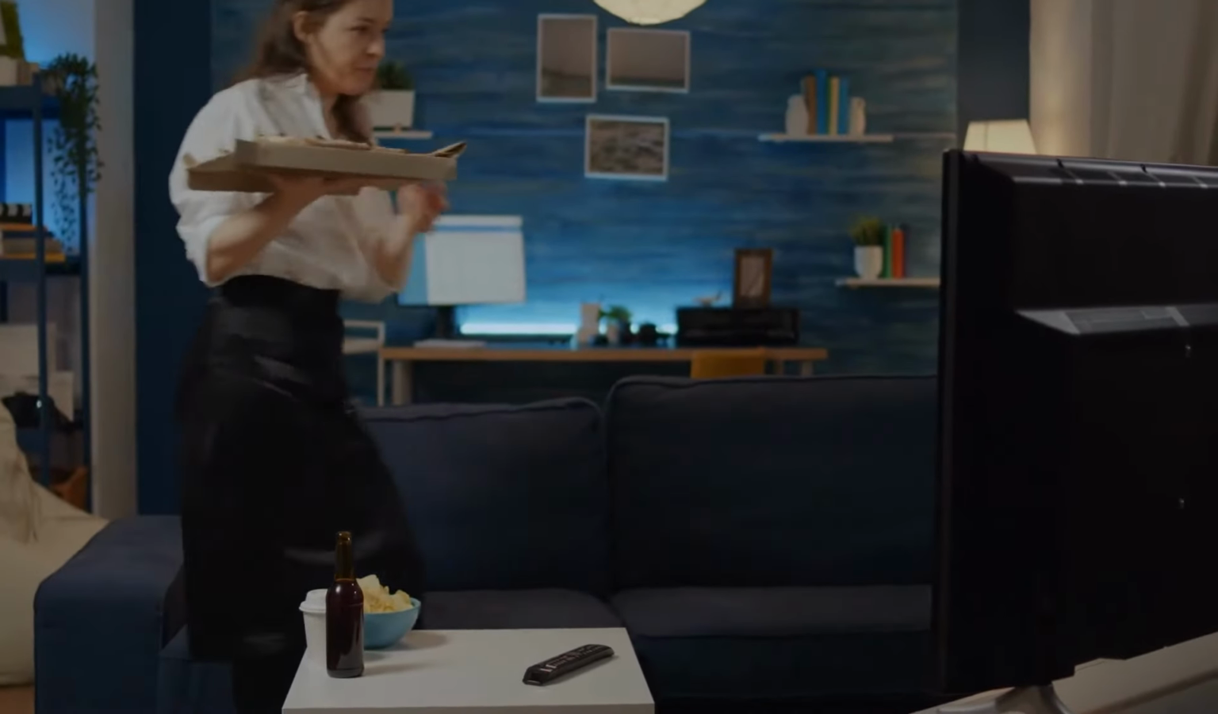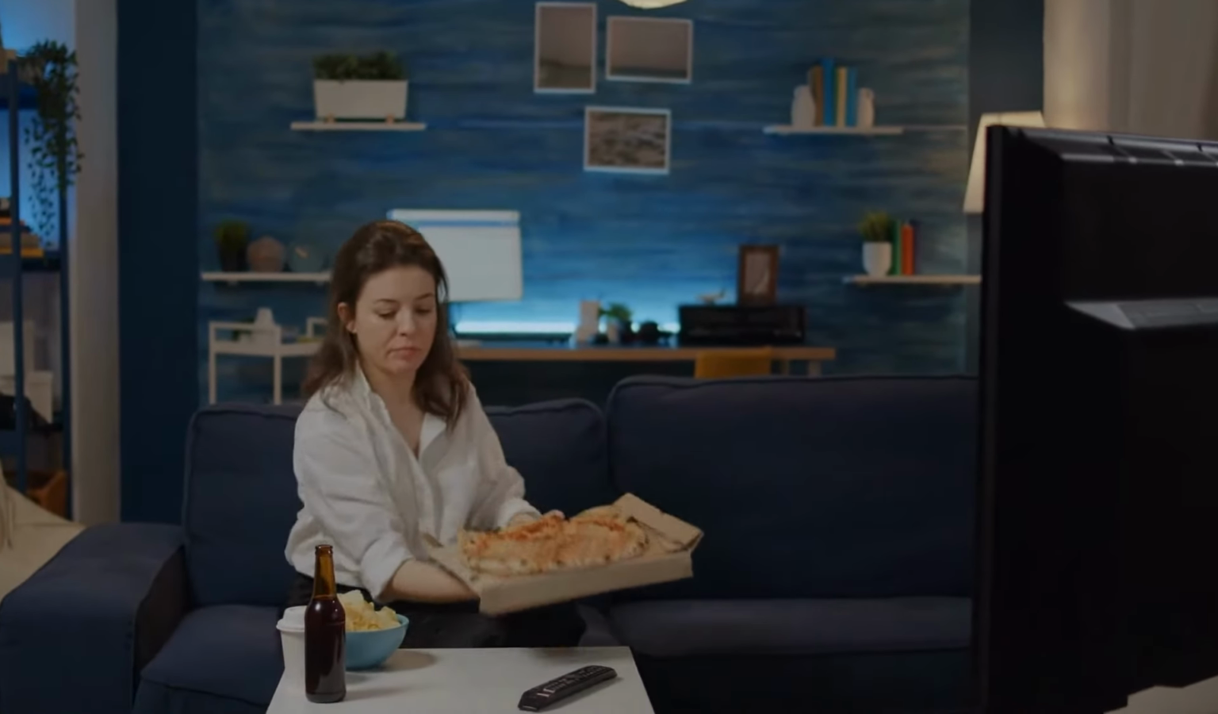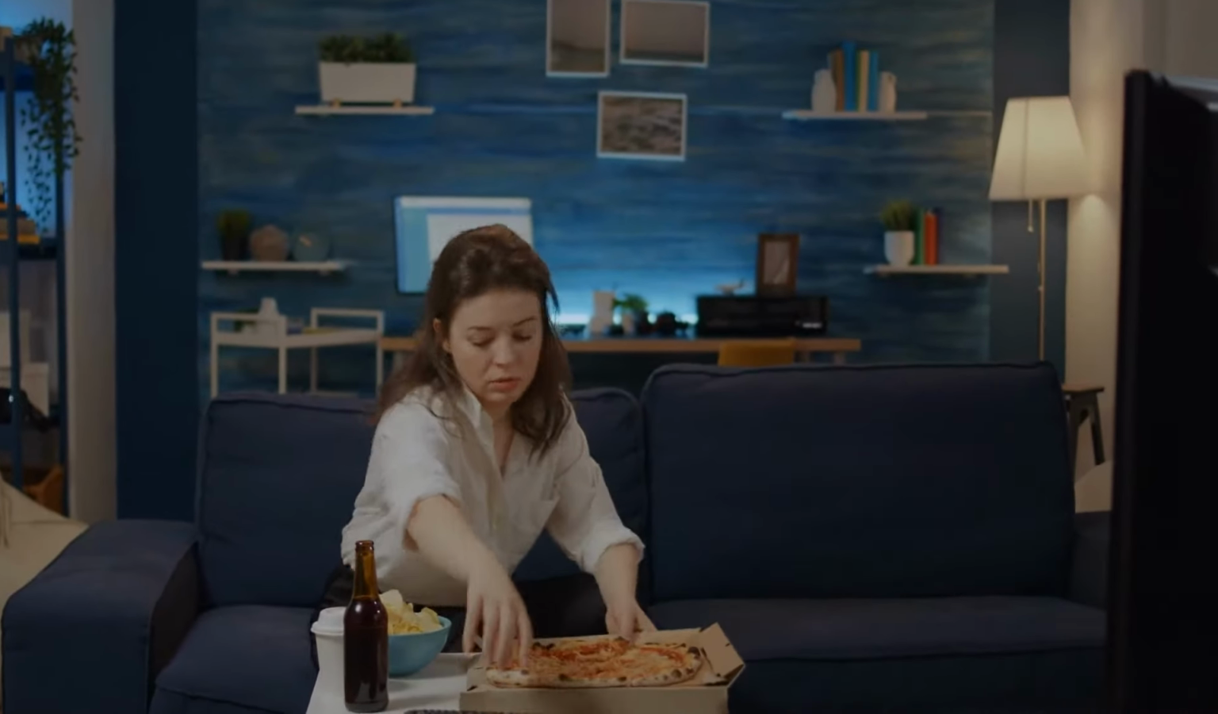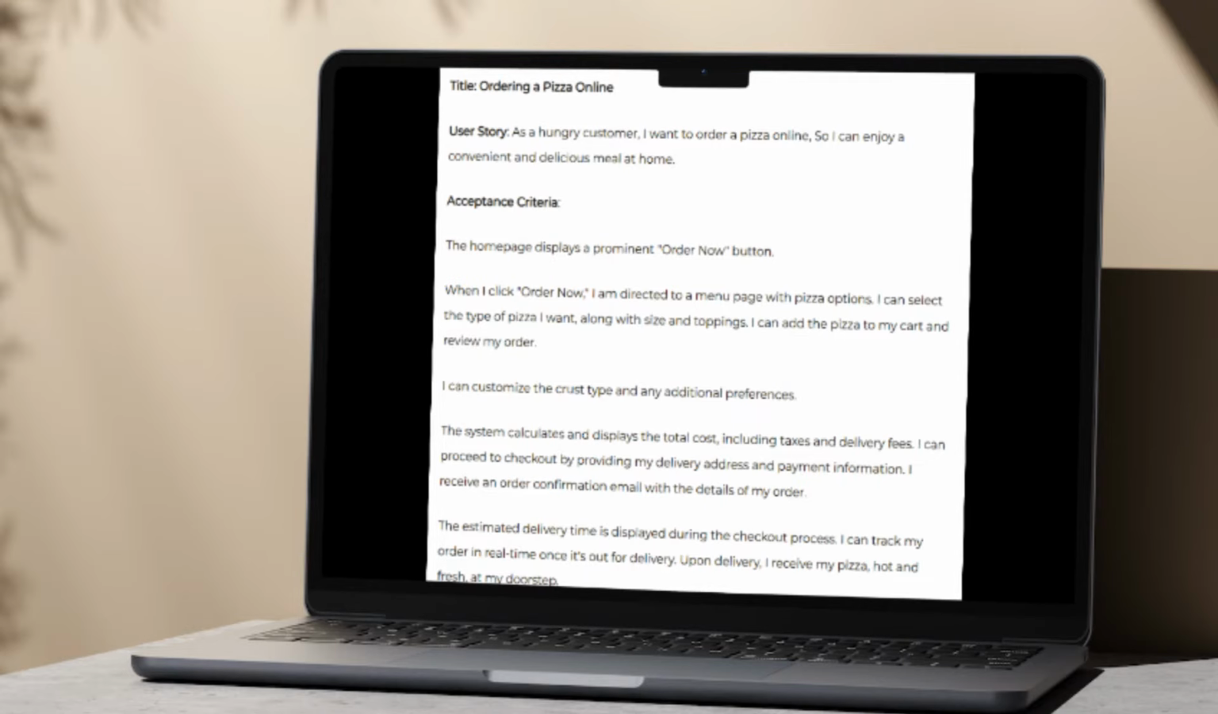Now this is basically a user story, which effectively outlines the user's goal, which is ordering a pizza online, and the reasons behind it, convenience and deliciousness. The acceptance criteria is what specifies exactly the detailed functionality required to meet the user's needs, ensuring that there is a clear and complete understanding of the feature.